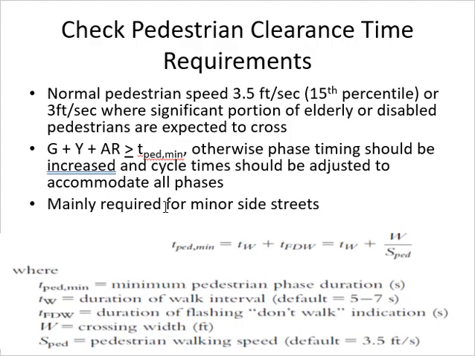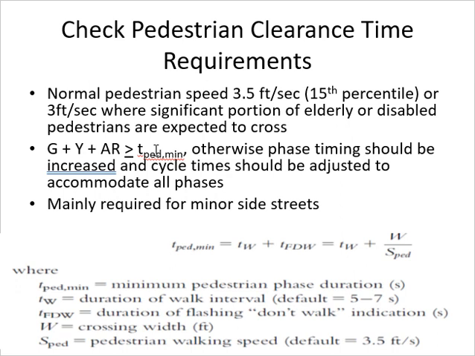The last thing which you do is perform a pedestrian clearance check. If the pedestrian is allowed to pass from that signal, you will perform this check, and the check says that the phase time, green plus yellow plus all red, should be equal to or greater than the time required by the pedestrian.